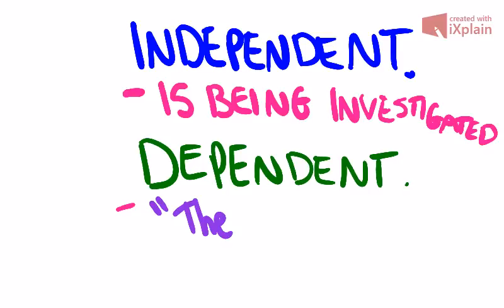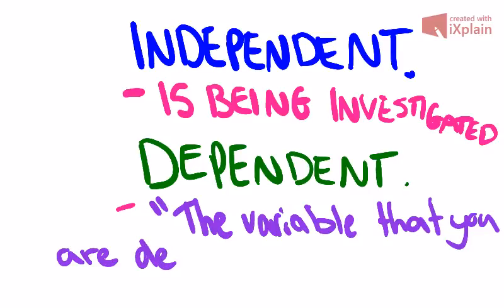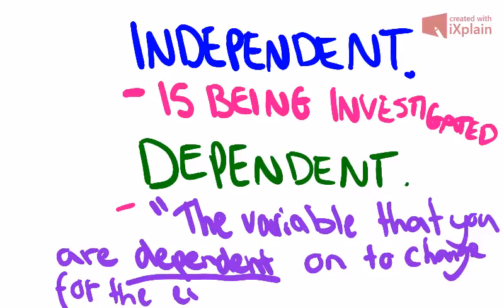The factor or the variable that you are dependent on to change, for the experiment to be worth it, because you're changing the independent variable. So you basically do an experiment to find out what's going to happen. So the dependent variable is the one that changes because you change something.